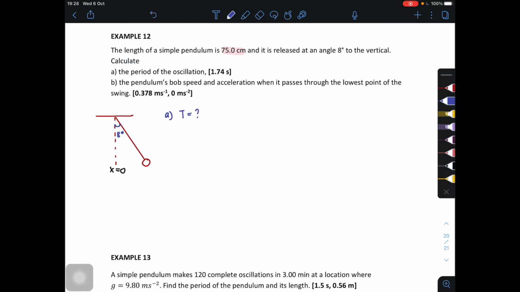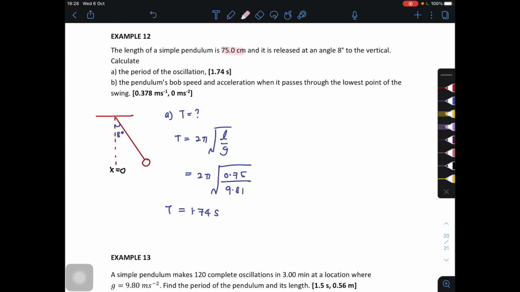So write out the formula, T equals 2 pi square root of L divided by g. Okay, so this is the formula to find T. So L is the length we were given, and g is just the value for gravity. So substitute. Since g is in SI unit, meter per second squared, L must be in SI unit as well, so you need to convert to meter, divided by 9.81. And then you will get the value for T is equal to 1.74 second.